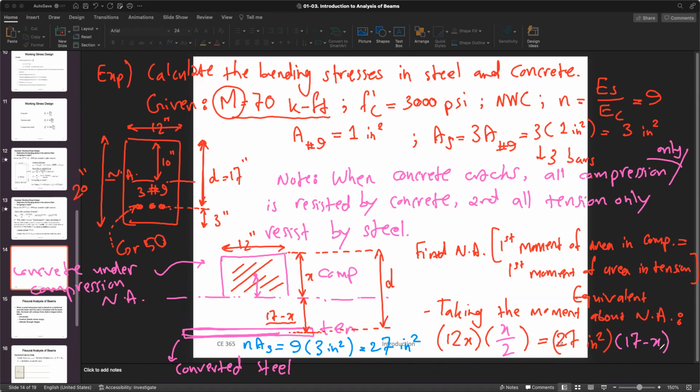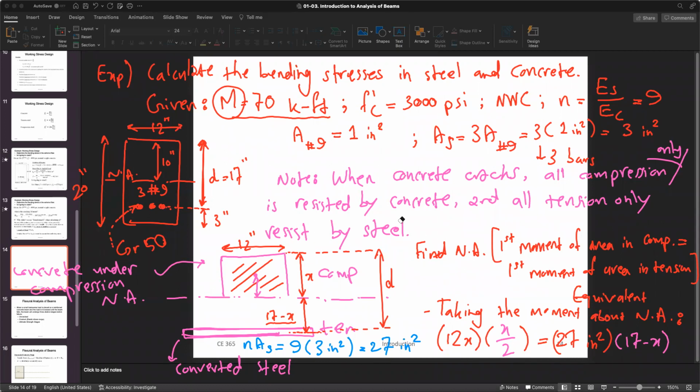So when we have this situation, when we are setting the first area moment of compression and tension equal to each other and finding this configuration, we can solve this equation. Let's just solve it.